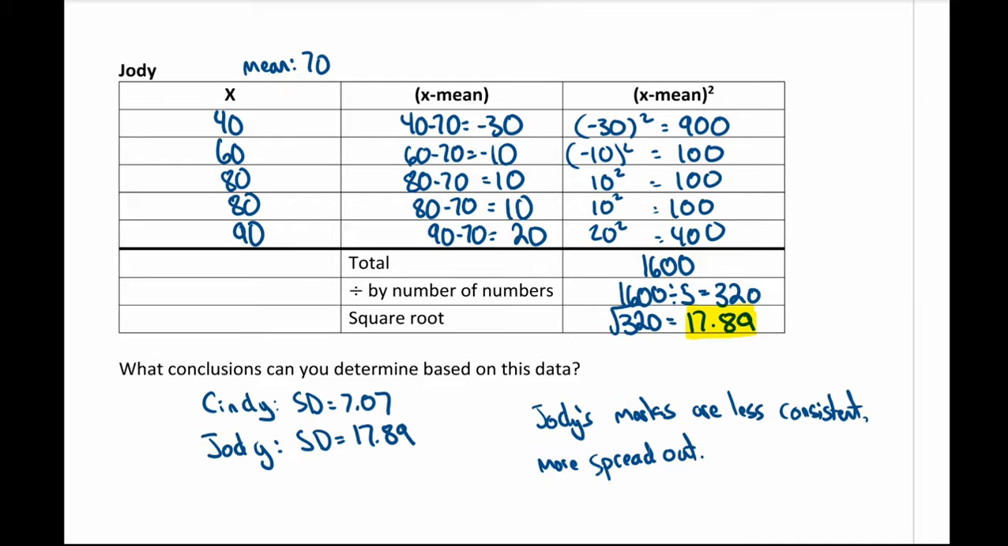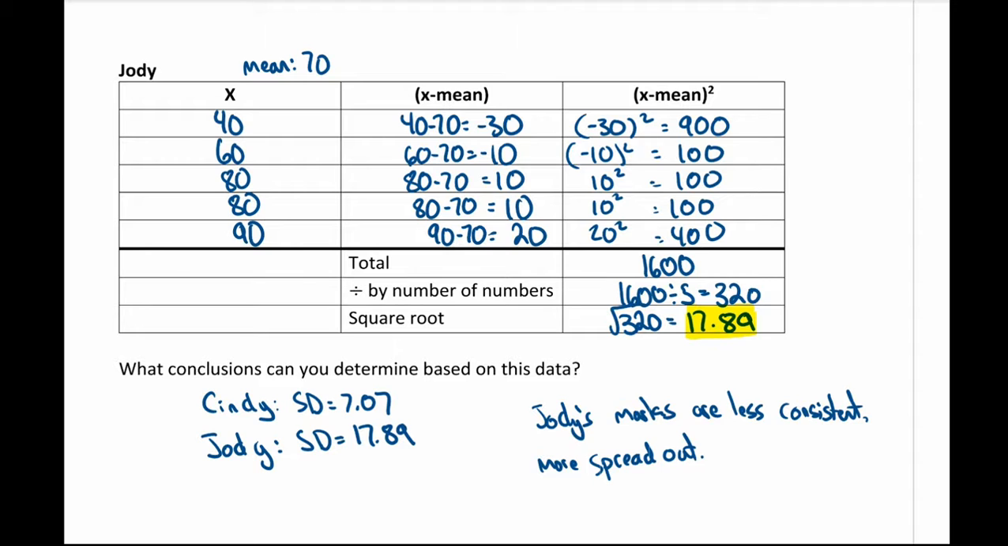So when we compare the two and we want to think about what conclusions we can determine based off of this, we can see that Cindy's standard deviation is roughly 7, Jody's is roughly 18. Based off of that, we can say that Jody's marks are less consistent and more spread out. You can remember standard deviation represents how spread out from the average your data is. So we can say that Cindy's marks are fairly consistent, they're close to the average. Jody's are very spread out.